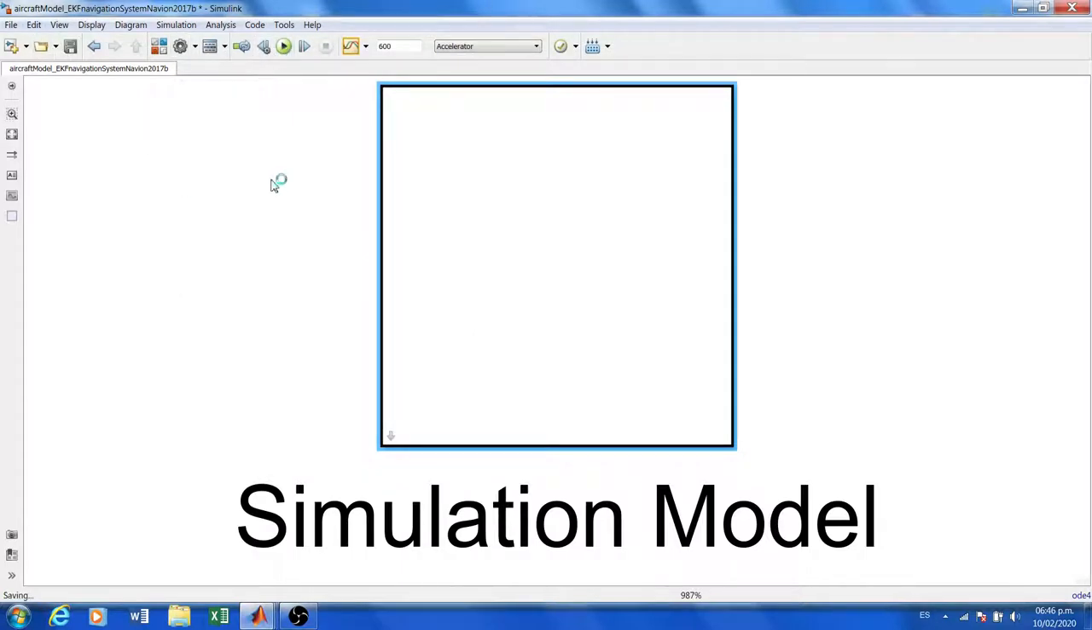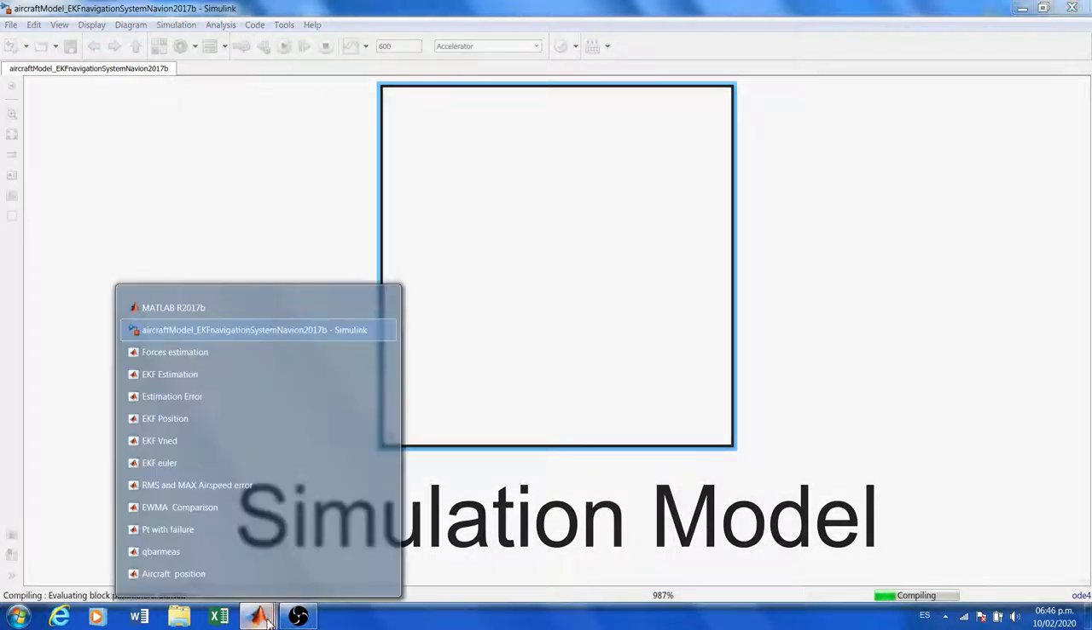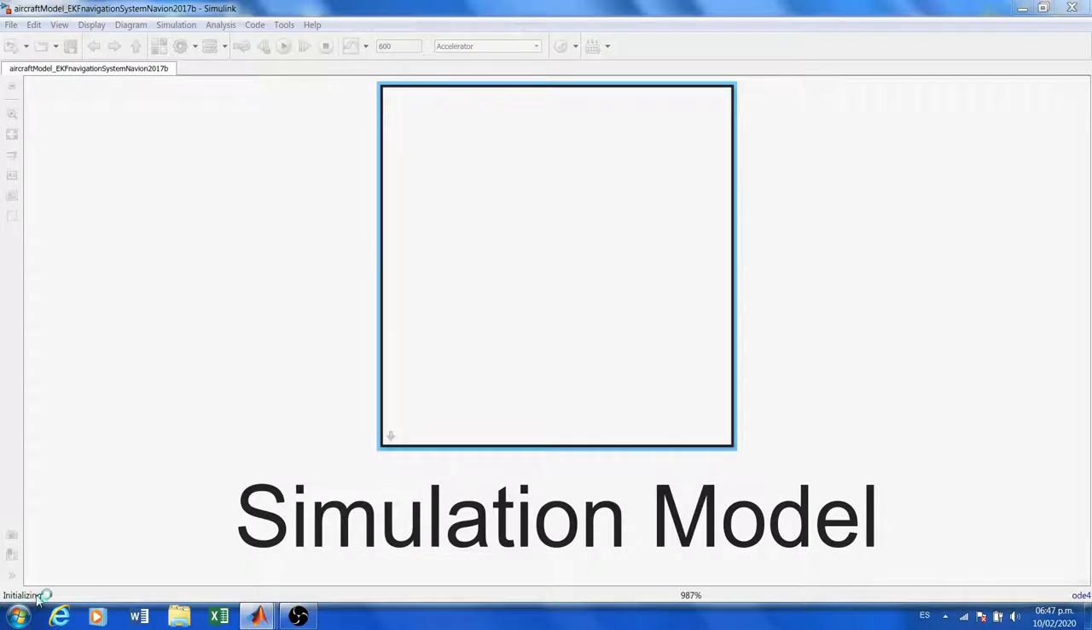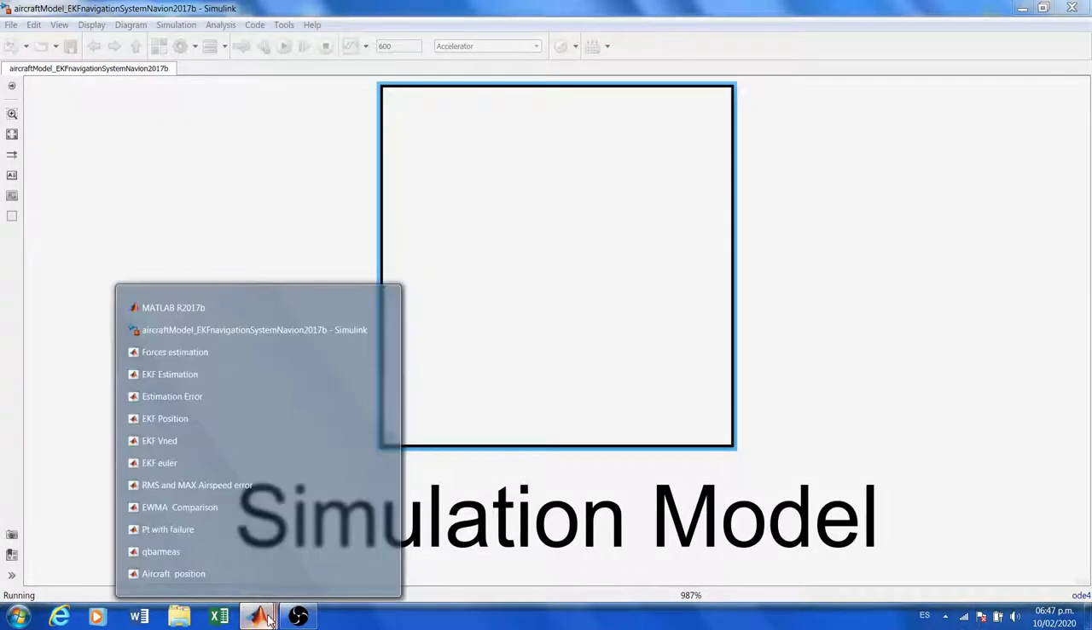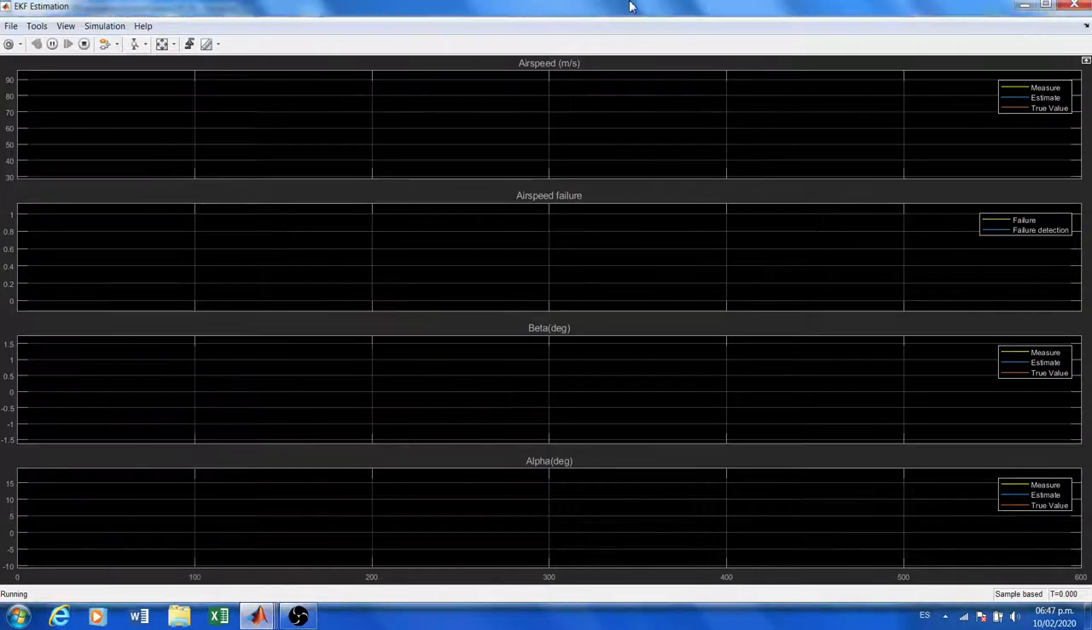Then just save. And I run the simulation again. So it's compiling. Now it's initializing and it's running right now. So let's see the plots and see how it behaves with a failure during a descent and before the turn.